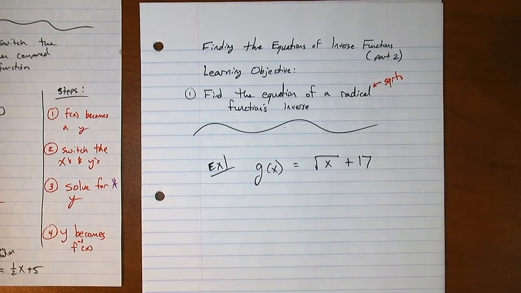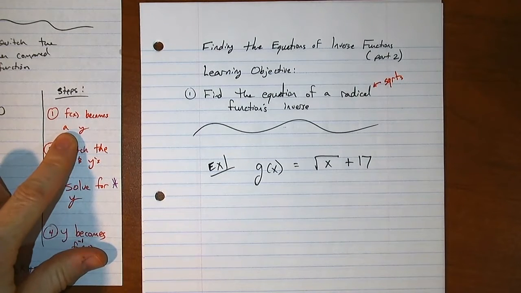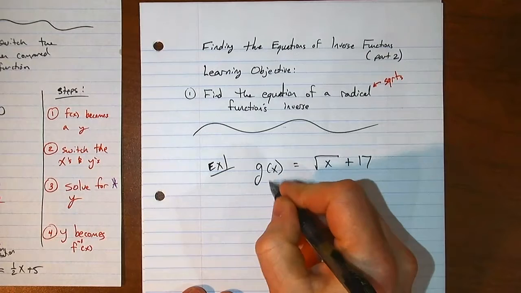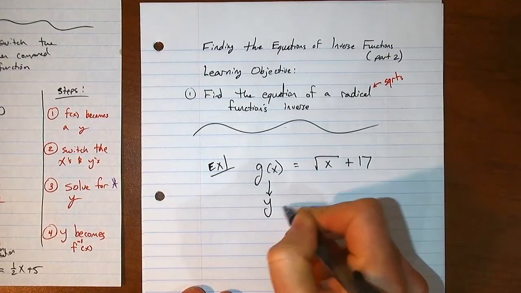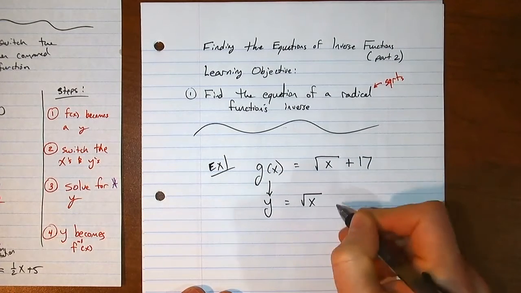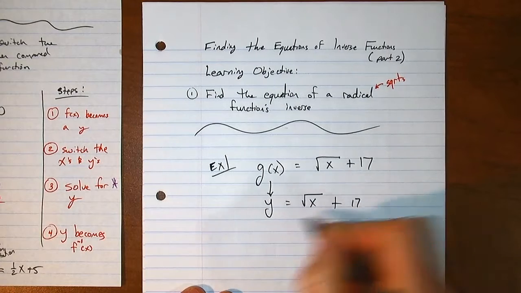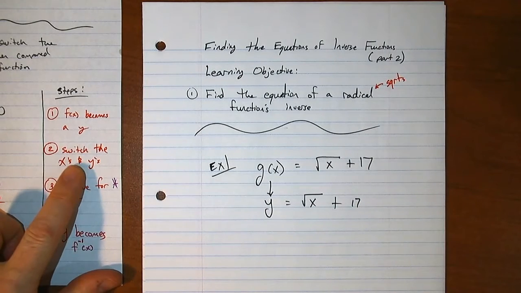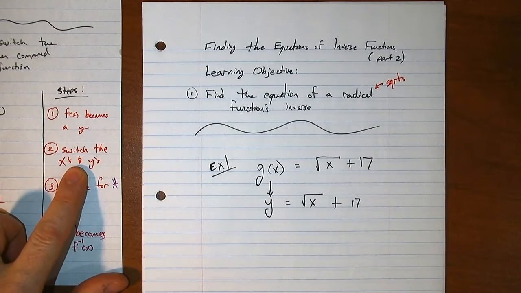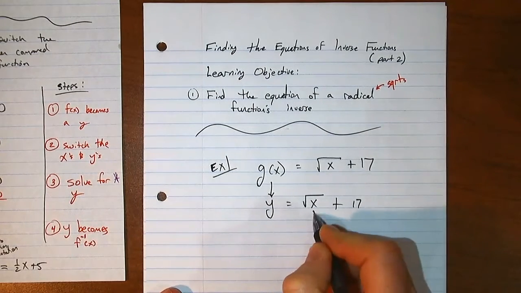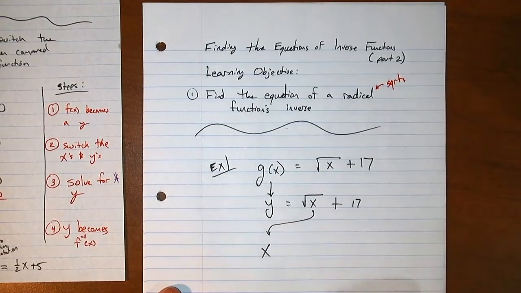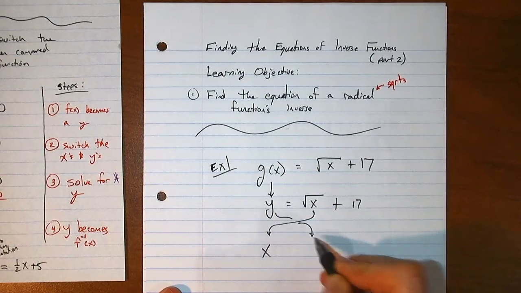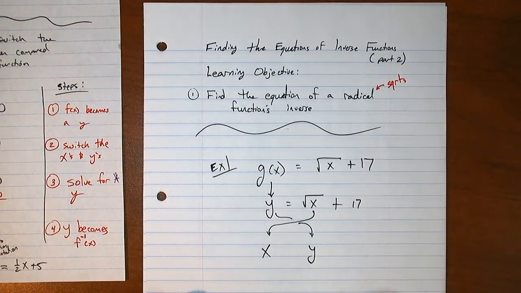All right, so we know that the first thing we want to do is think of the g of x as being a y. Whether you actually write it or just mentally think about it, we want to remember that g of x is the same as y. So this is really what we're dealing with: the square root of x plus 17 is equal to y. Then the way that we actually create the inverse is we switch the x's and the y's. So this y is going to be replaced by the x, and this x is going to be replaced by the y. Everything else in the equation stays the same.